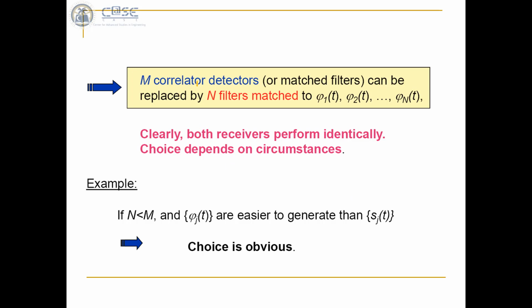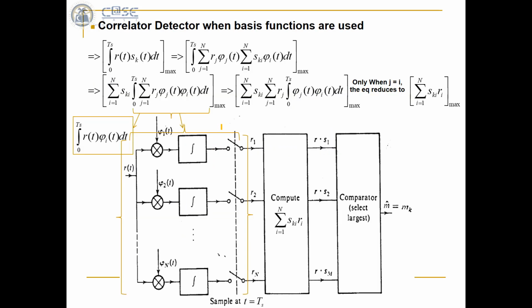So M correlators or match filters can be replaced by N match filters, provided you have computed the basis functions and represented your signals in terms of the basis functions. And yes, we can do that, and since capital N is always less than or equal to capital M, the choice is obvious. We would like to go for the basis function implementation of the same, since this reduces the number of match filters required at the receiver end. Therefore, we would like to go for this. And in the next slide, we would see how we can have the basis function implementation of the same MAP decision rule.